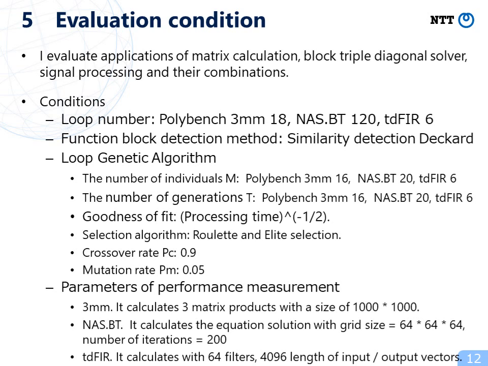Evaluation condition. I evaluate applications of matrix calculation, block tri-diagonal solver, signal processing, and their combinations. For conditions, loop number: PolyBench 3mm has 18 loops, NAS.BT has 120 loops, TDFIR has 6 loops. And for the function block detection method, similarity detection Deckard is used. And for the loop genetic algorithm, these are the genetic algorithm conditions. And these are the parameters of performance measurement of the 3 applications.